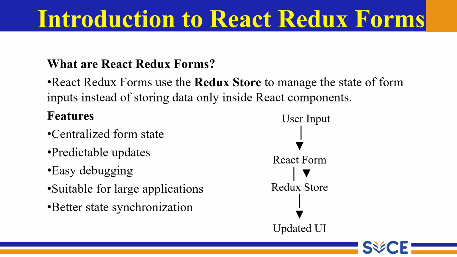But imagine a large application like Amazon. The customer enters name, address, phone number, payment details, coupon code. Many different components need access to this information. Instead of keeping separate state everywhere, Redux stores all form information in one central location called the Redux store.